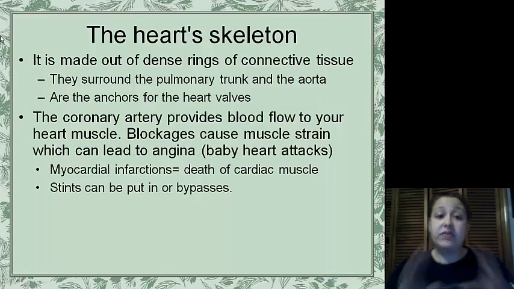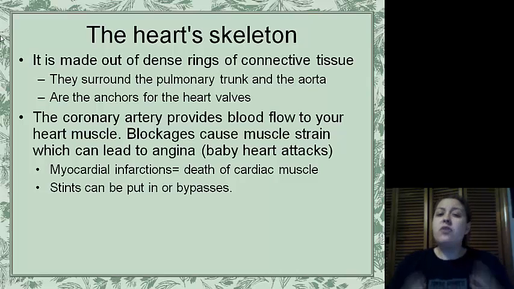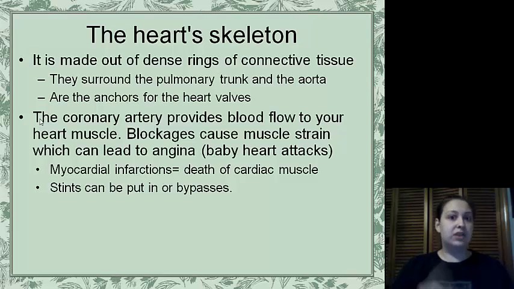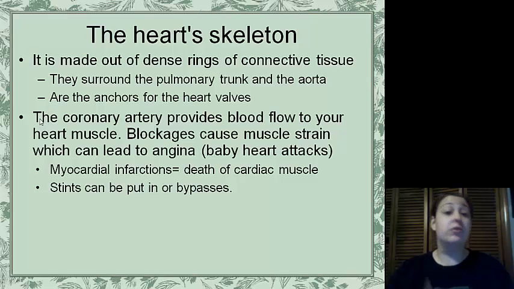The heart skeleton, or the outside of the heart, is made up of dense rings of connective tissue. They surround the pulmonary trunk and the aorta and give anchors for the heart valves. The coronary artery also provides blood flow to your heart muscles. Blockages can cause muscle strain and lead to an angina, which are baby heart attacks. A myocardial infarction is death of the myocardial or the cardiac muscle. If there are blockages, you may have to have a stent or a bypass put in so that blood can still flow around your heart.